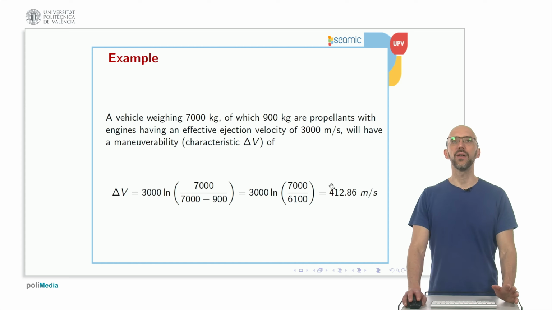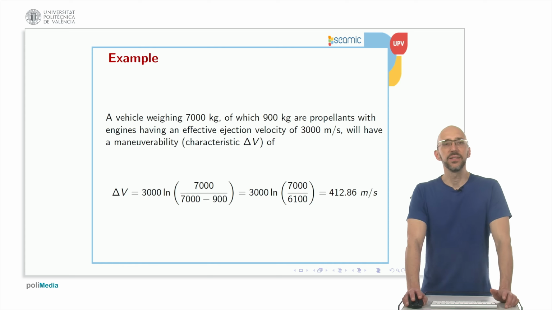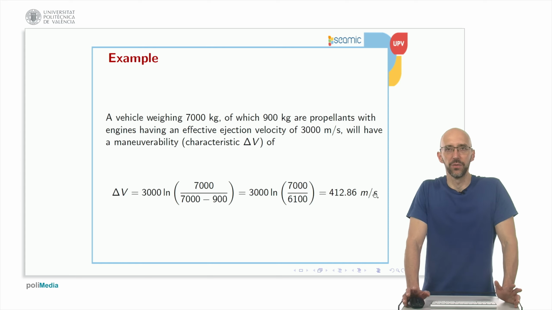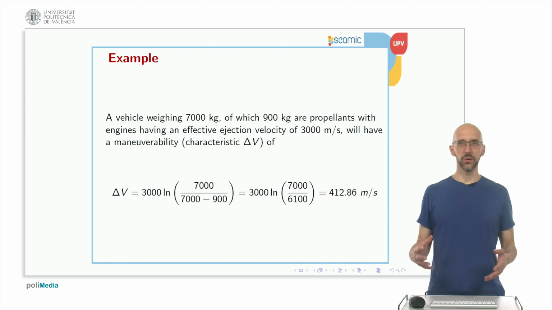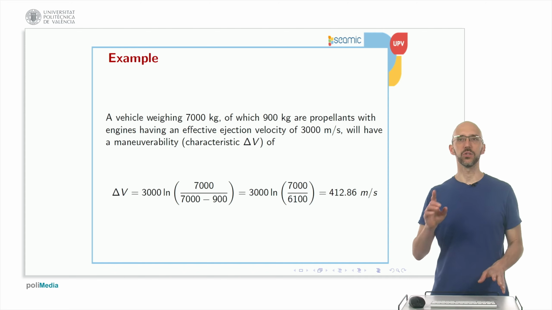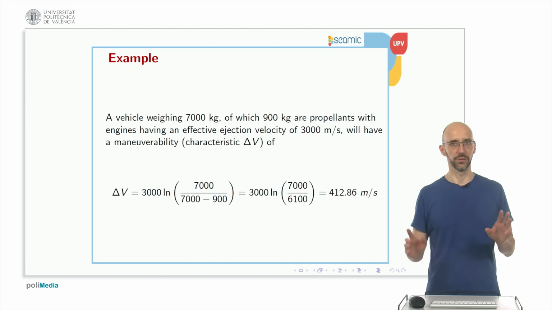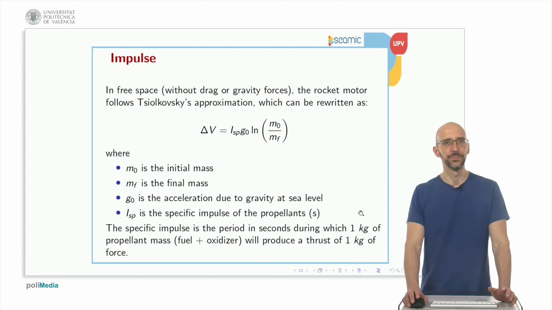If we simplify and calculate, any calculator can help, it's 412.86 meters per second. Is this much? Yes, it is, of course. In kilometers per second, it's going to be 0.412. Seems not so much, but be careful, because we are talking about kilometers divided by seconds, and this is a very high speed.